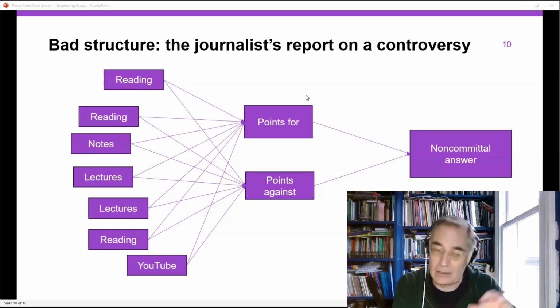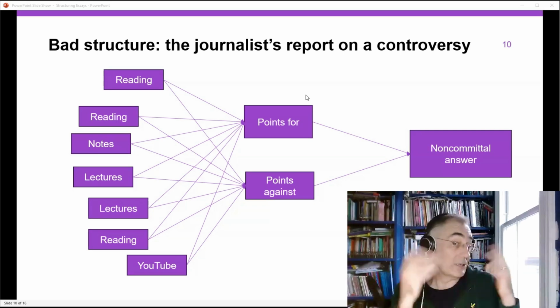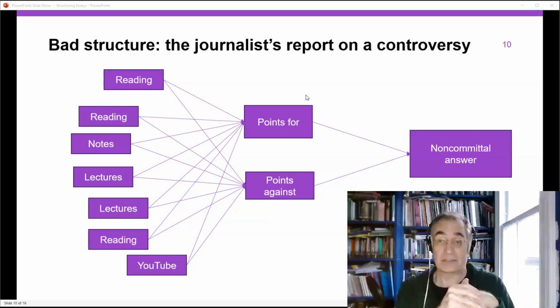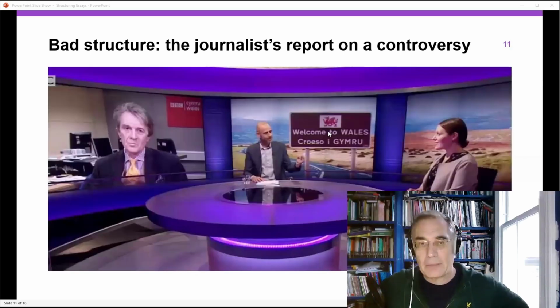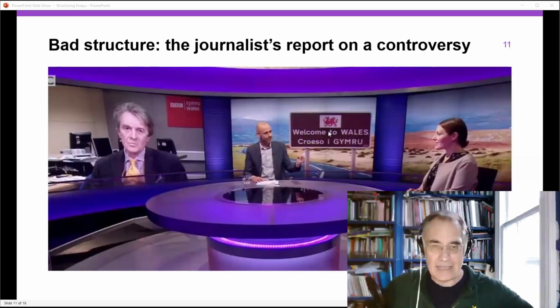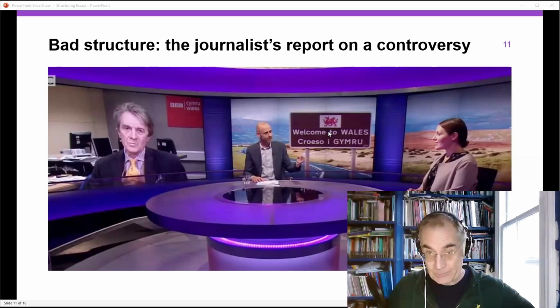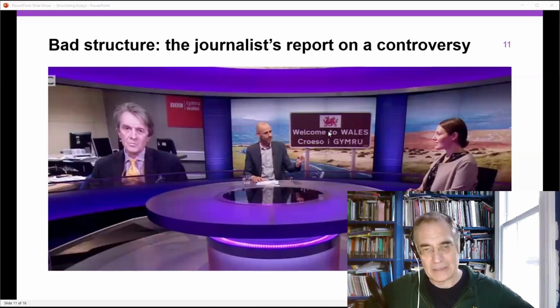You end up saying, well, this party says these points, that party says those points. I don't say anything. I'm just reporting on this, right? So you end up like this. Here's Evan Davis, journalist, mediating. He's got two talking heads. I don't know what they were arguing about. So obviously something to do with Wales.